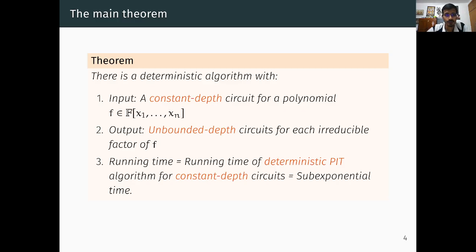The main theorem for today is the following. There is a deterministic algorithm whose input is a constant depth circuit for a multivariate polynomial, and the output is an unbounded depth poly-sized circuit for each irreducible factor of the input polynomial. And the running time of this deterministic algorithm will be the same as the running time of deterministic PIT algorithms for constant depth circuits, which turns out to be subexponential time.